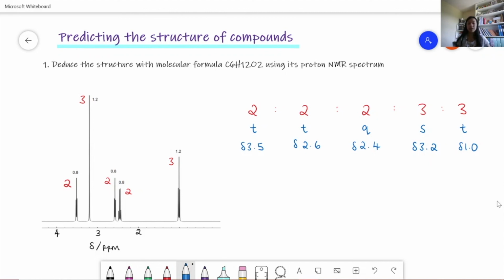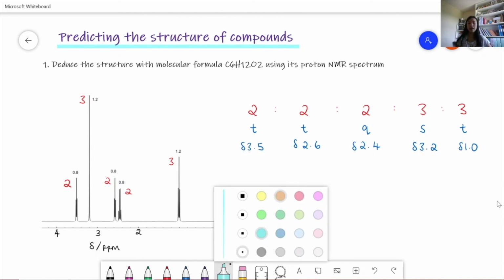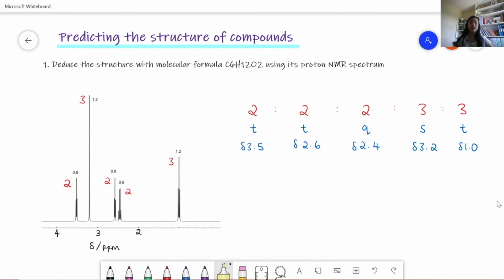Firstly, I'm going to work with this singlet here. I like to choose the one which is the most different, because a singlet's quite easy to work with, because you know that the carbon next door can't have any hydrogens on it. And so this must be a methyl group. So this indicates to me that this is a methyl group, a CH3 group.